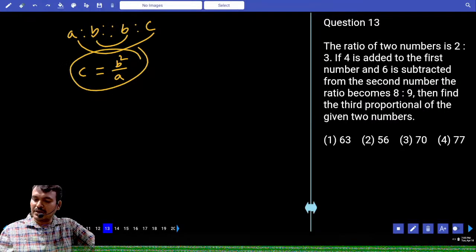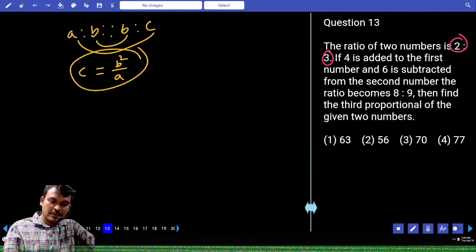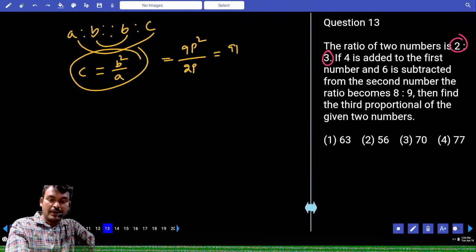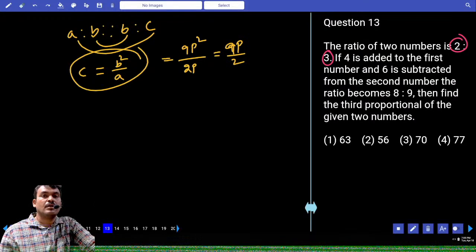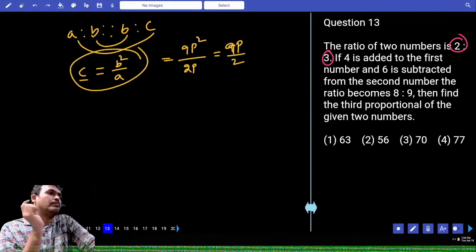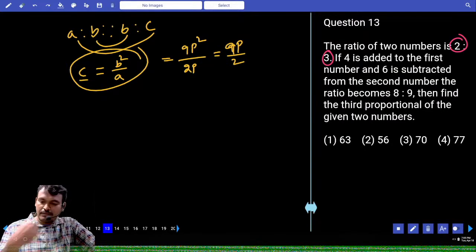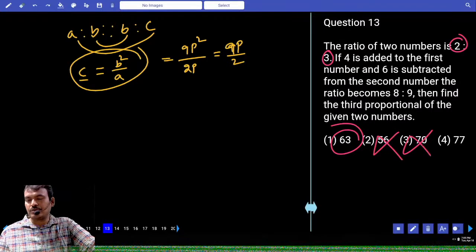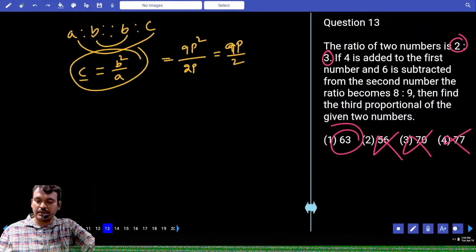And here second number is how many parts? 3 parts. First number 2 parts. 3 parts square means it is 9 parts square. First number is how many parts? 2 parts. We get the 9 parts by 2, or only 9? 9 parts by 2, or means third proportion of given numbers must be which one multiple? 9 multiple. First option is 9 multiple. Yes. Second option? No. Third option? No. Fourth one? No. Then answer first one.